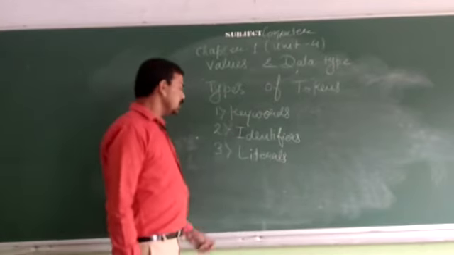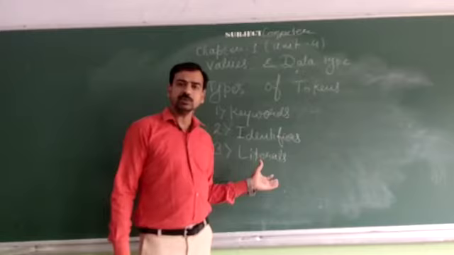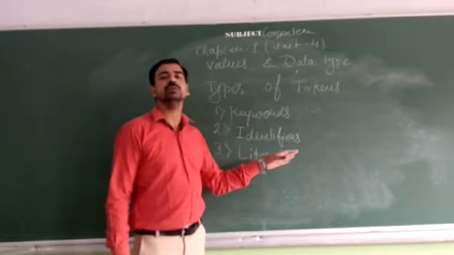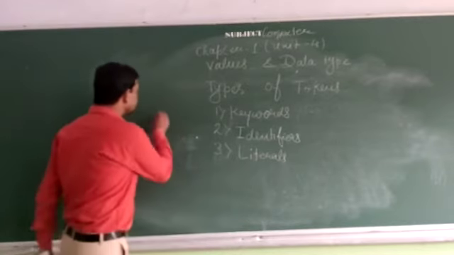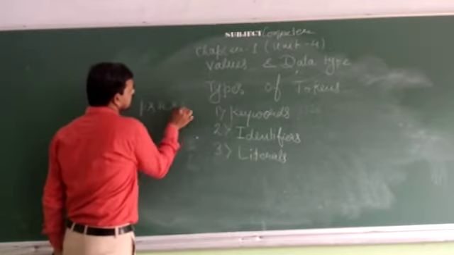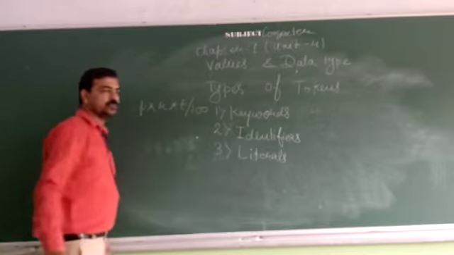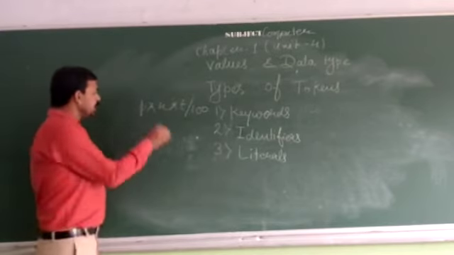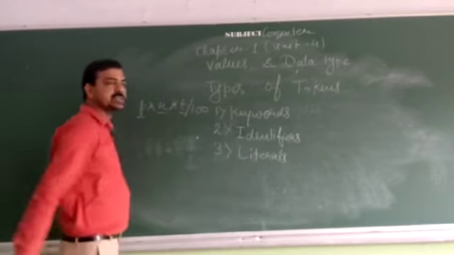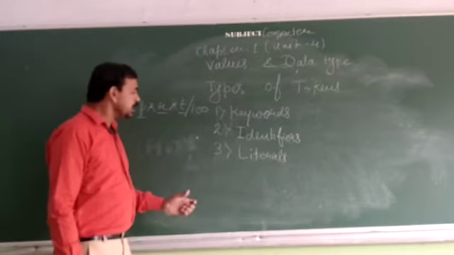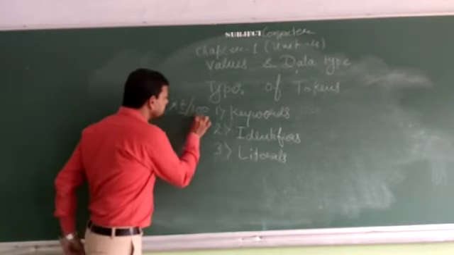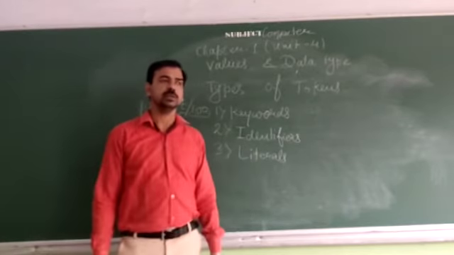literals. Literals are the values which we are going to use, or we can say the constant values which we are going to use in our program. Suppose a direct number in a formula P into R into T divided by 100. This is a formula for calculating the simple interest. Here the value of P is undefined, value of R is undefined, value of T is undefined. These are the variables. But while we are talking about 100, this is the fixed value. So this fixed value is known as the literal.